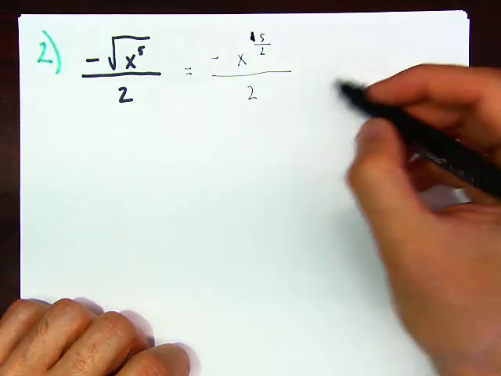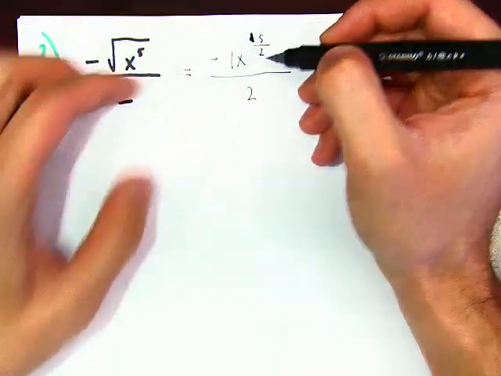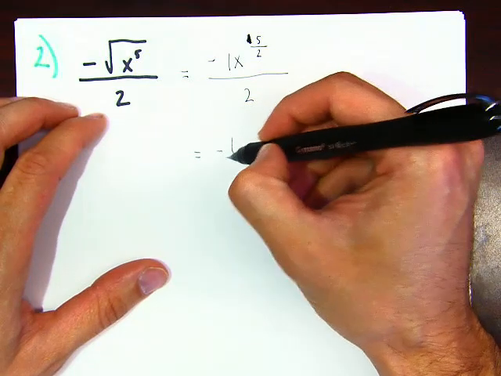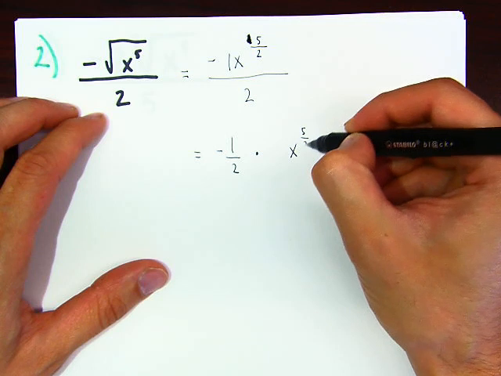And now here what I could do is, notice that there's a negative half here. So what I'm going to do is take the negative half times just an x to the 5 over 2.